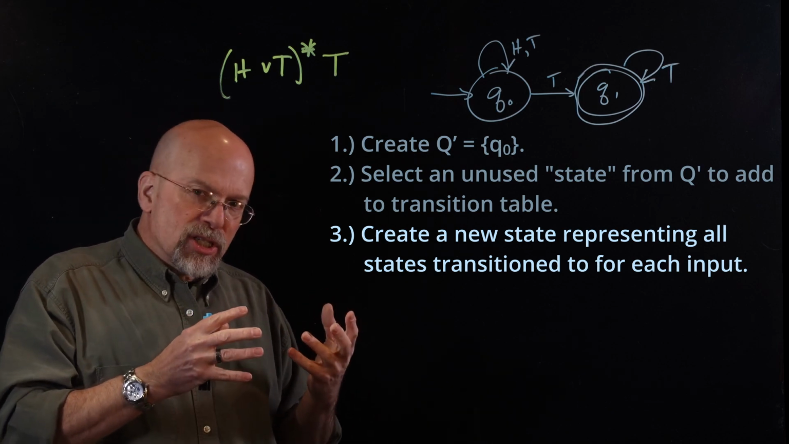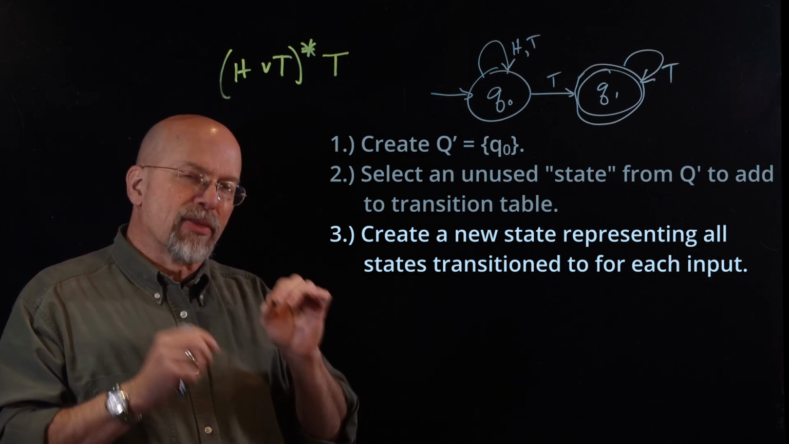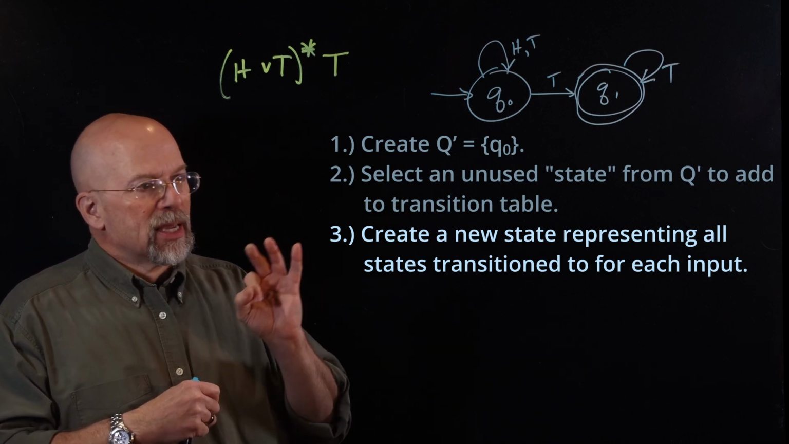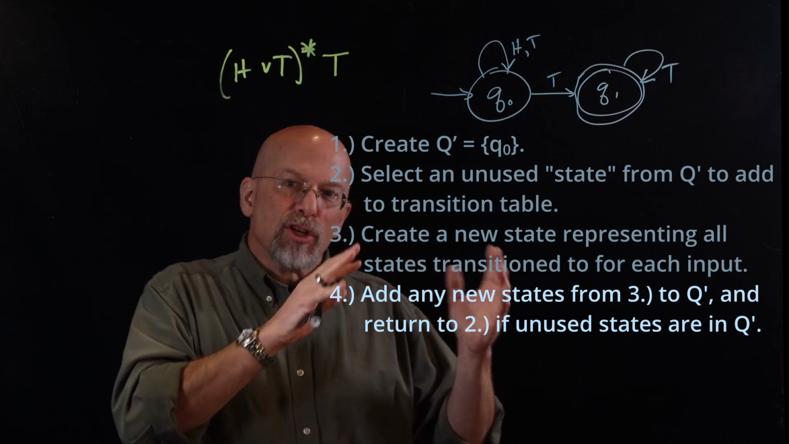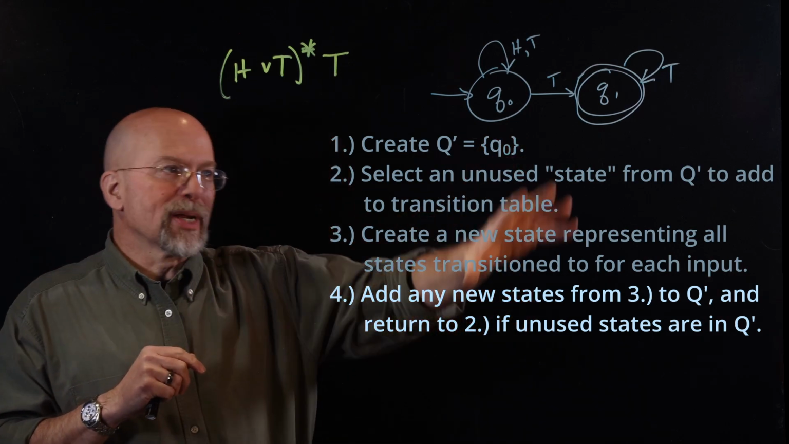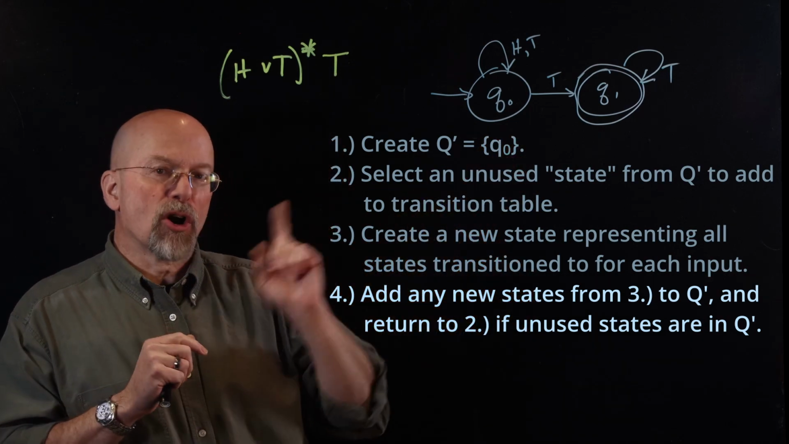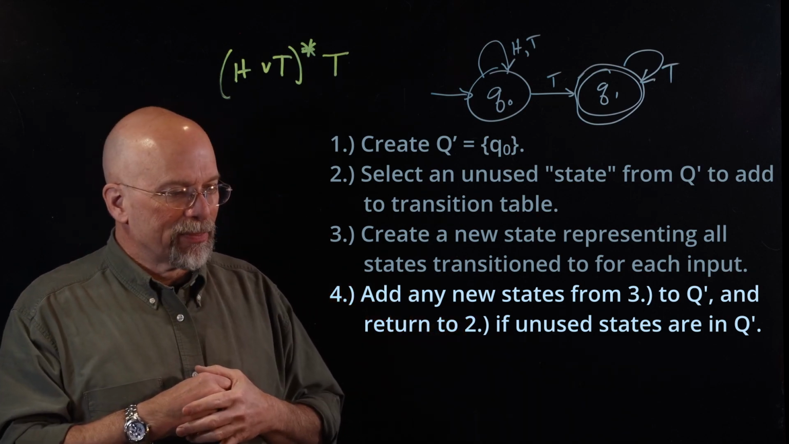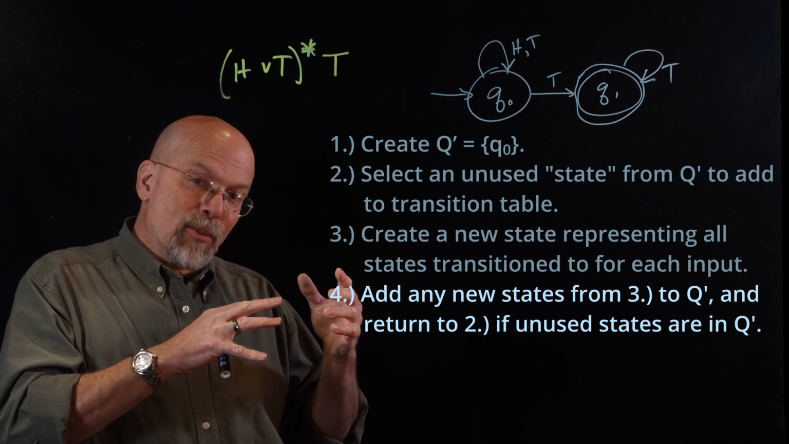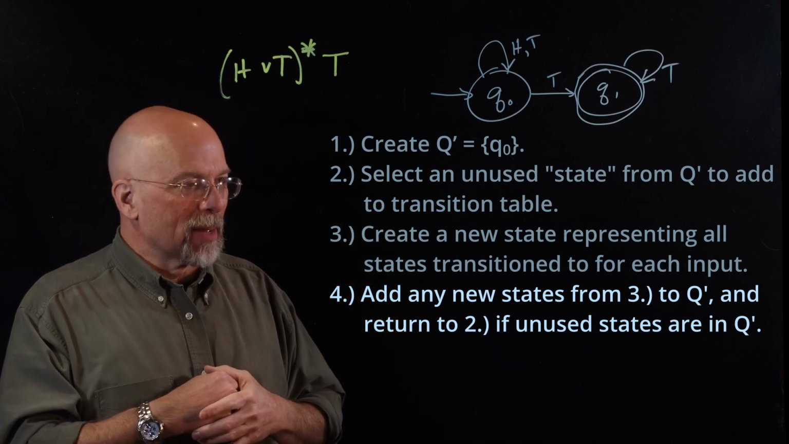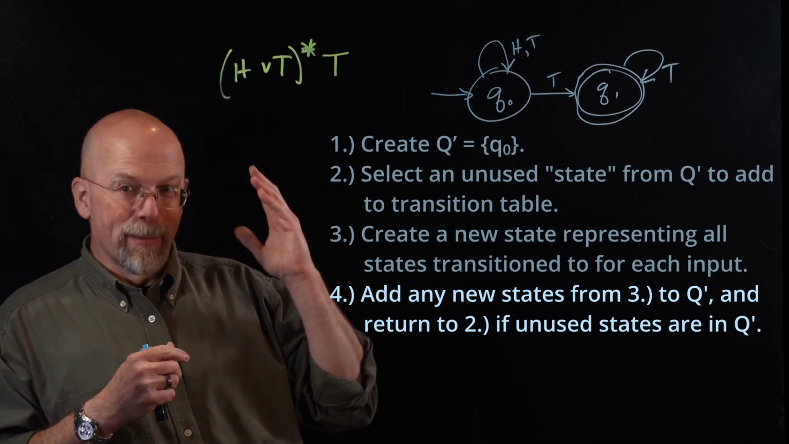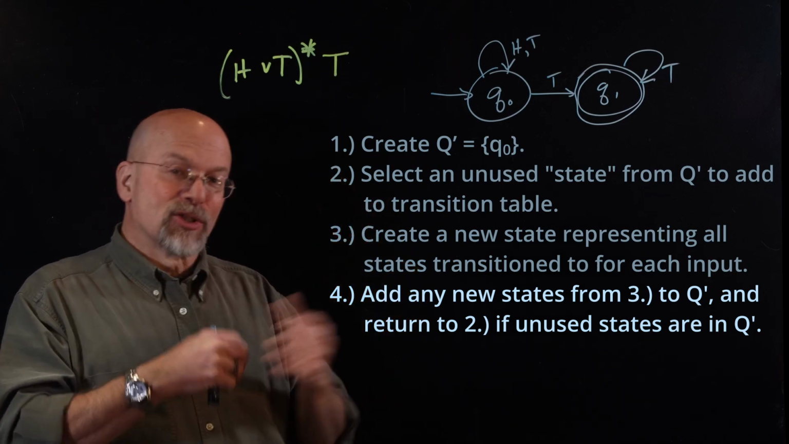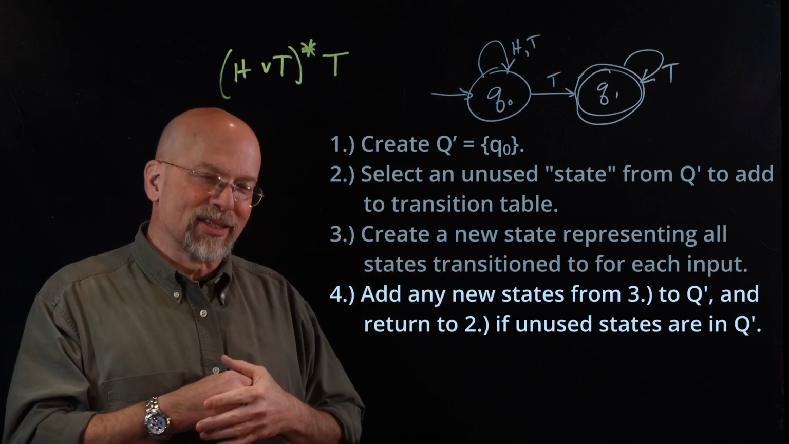The combinations of sets, or even the empty set, those were going to be considered a state in themselves. Step 4. Any of the new states that we have created, we're going to add to our new Q prime, our new set of states. If we've added new states, we go back up to step 2 and just start the process. Pick a new state that hasn't been added to our transition table, add it to our transition table, figure out the new states that it goes to.